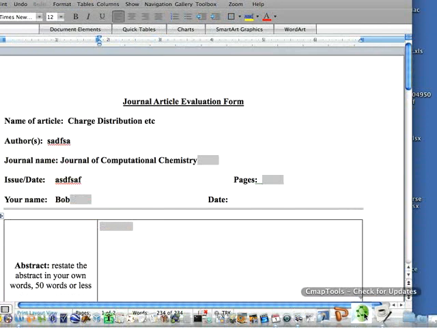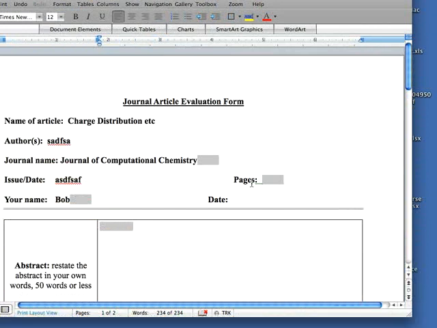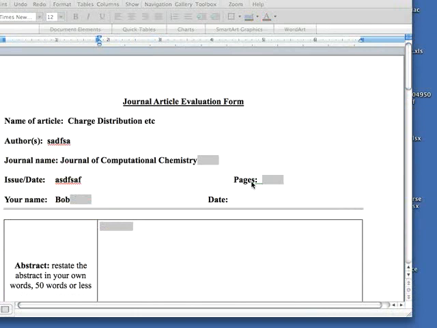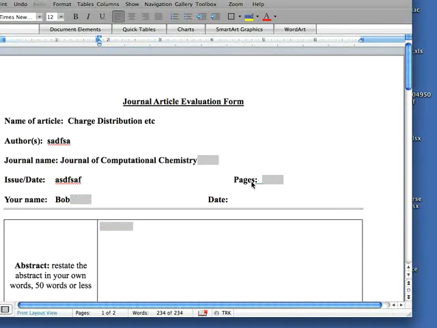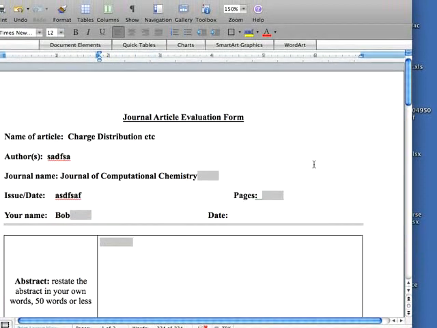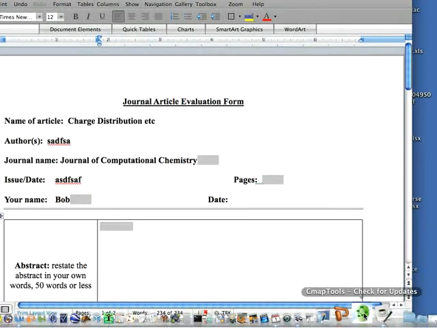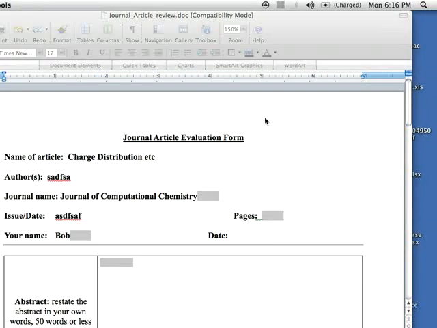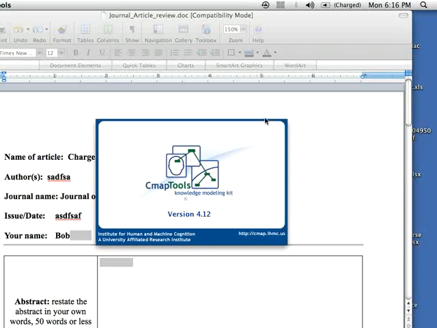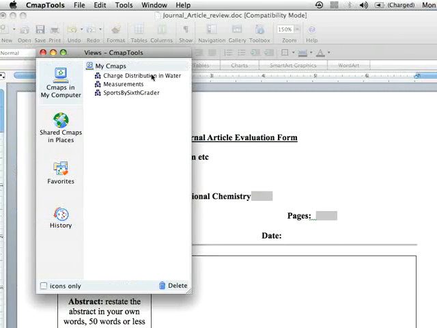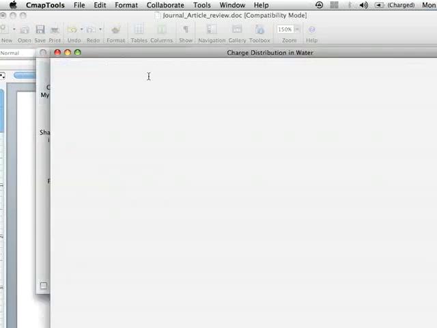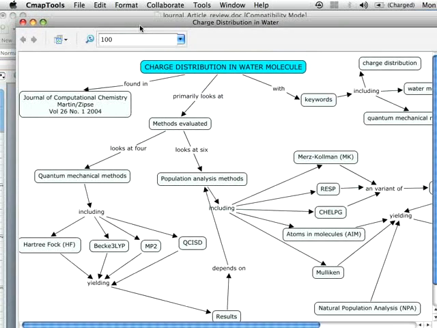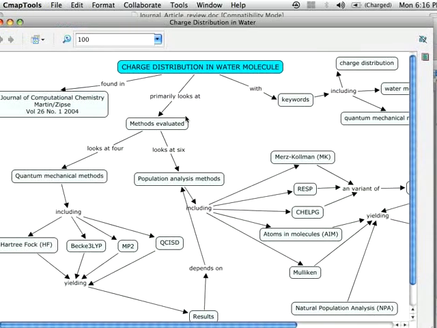One more thing that you can do, we talked a little bit about concept maps as a part of this course, and I decided to not do concept maps for a little while, and what I'm doing right now is loading up a concept map. But oftentimes what I will do is I will build a concept map for a particular journal article. I have a program here called CMap Tools, and you see here there's a CMap called Charge Distribution in Water. And what I've done with my concept map is I've basically built a map.